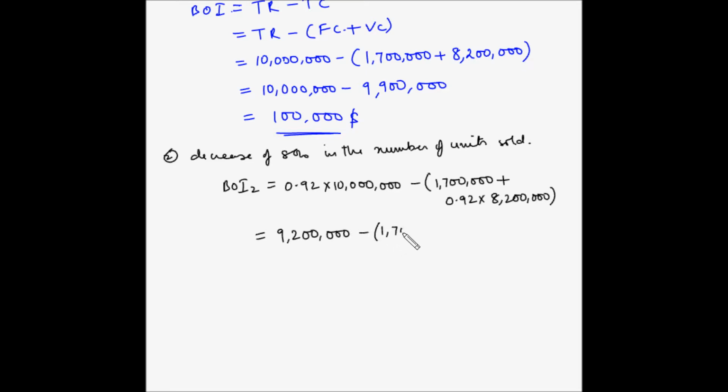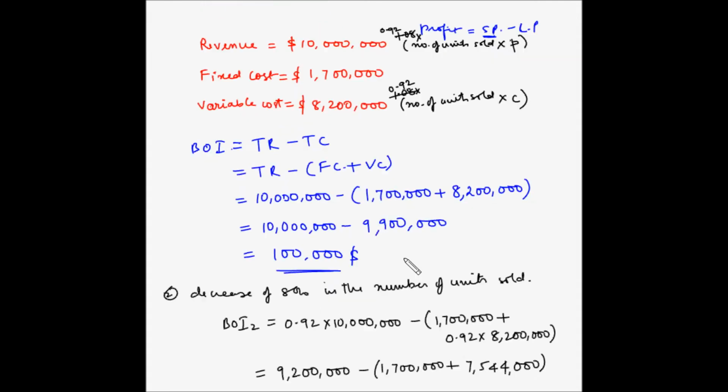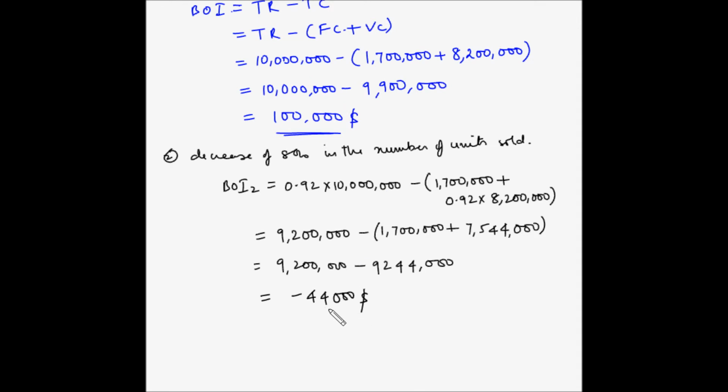minus 1.7 million plus 7,544,000. So this is equal to 9.2 million minus, so let's add these two numbers. 3 zeros remain 3 zeros. 4 plus 0 is 4. 4 plus 0 is 4. 5 plus 7 is 12. 1 carryover. 7 plus 1 is 8 plus 1 is 9. So this is equal to minus $44,000. So if we decrease the number of units sold by 8%, then we are incurring a loss of $44,000.